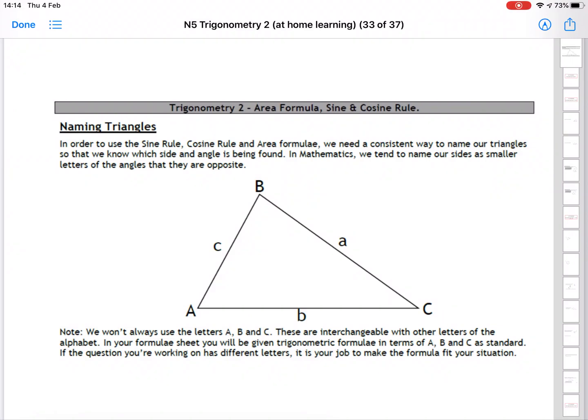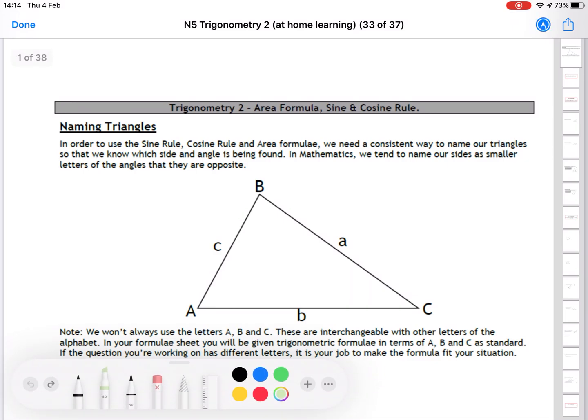Welcome to the first lesson in our new topic, which is going to be a second part to trigonometry. In the previous unit of work, we spent a lot of time working on trig graphs, trig equations and trig identities. We are now going to be moving on to a different branch of trigonometry where we're going to be looking at three things, which are the area formula and then two rules called the sine and cosine rule.